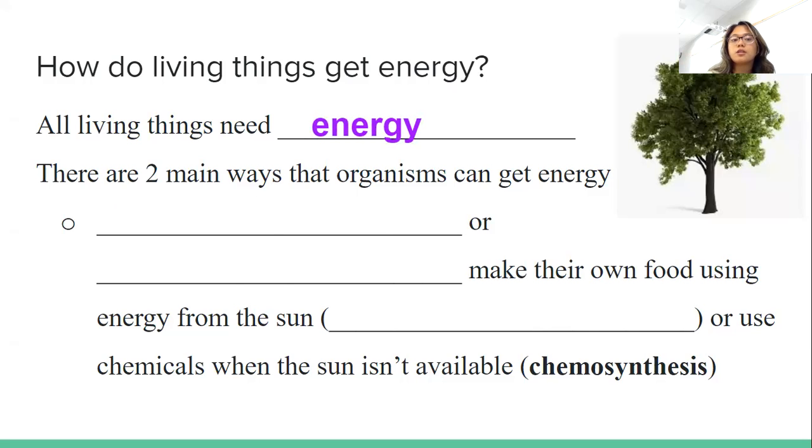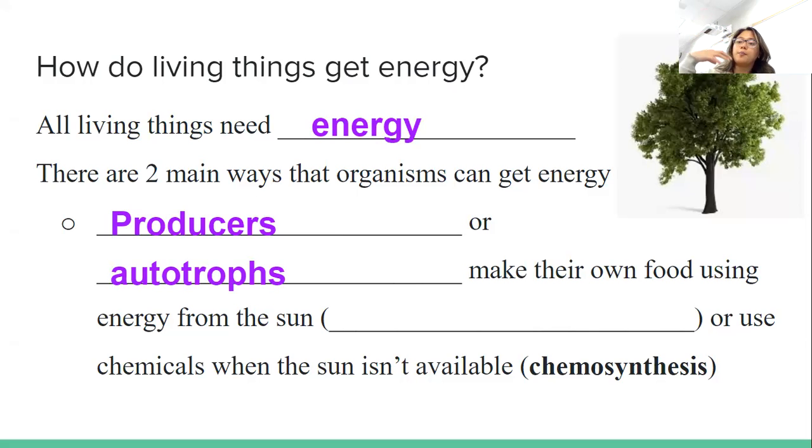Well, some organisms are called producers or autotrophs. They mean the same thing: they have to make their own food in their bodies, and they get the energy to make their own food by getting it from the sun. Once they make that food, they break it down, and they can use that energy for whatever they need to live. Now, that process of making their food in their own bodies using the sun's energy is called photosynthesis.